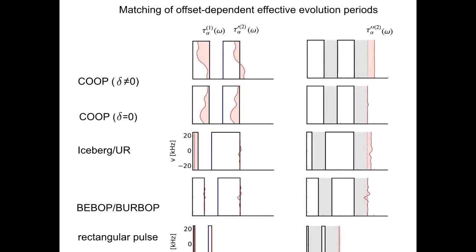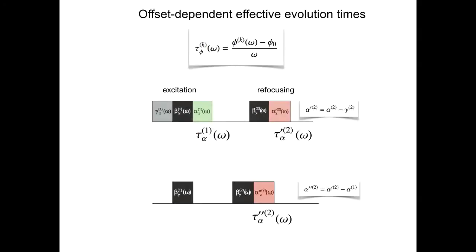Okay, maybe I quickly show you this. We now have these offset-dependent angles, alpha and gamma angles, and they're combined angles basically. You can translate them into evolution periods of these pulses, at the beginning of the pulse and the end of the pulse, and these evolution periods are offset dependent.